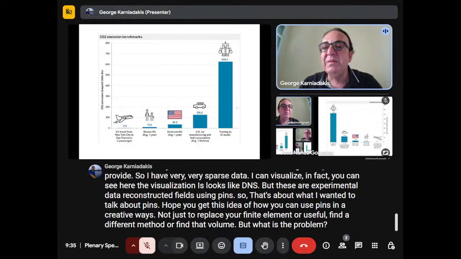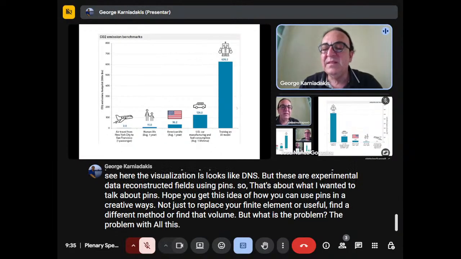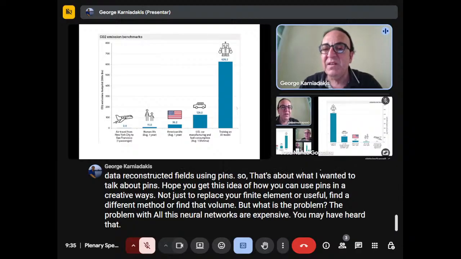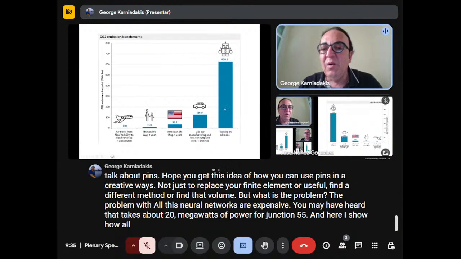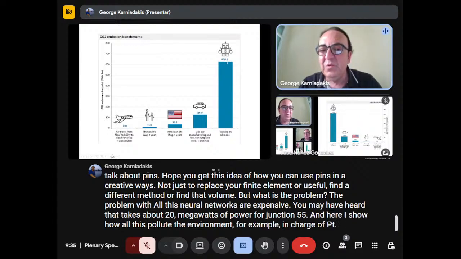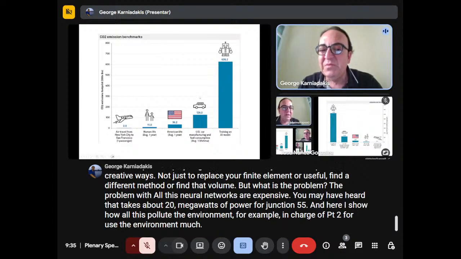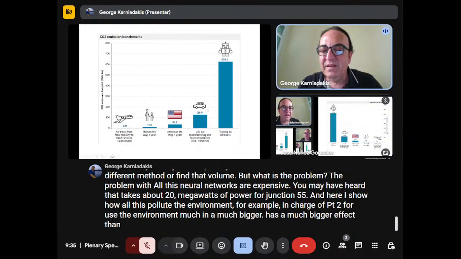But what is the problem? The problem with all these neural networks is that they are expensive. You may have heard that it takes about 20 megawatts of power for ChatGPT-5. And here I show how all this pollutes the environment. For example, even ChatGPT-2 has a much bigger effect than standard travel by plane and so on. So we want to do better.